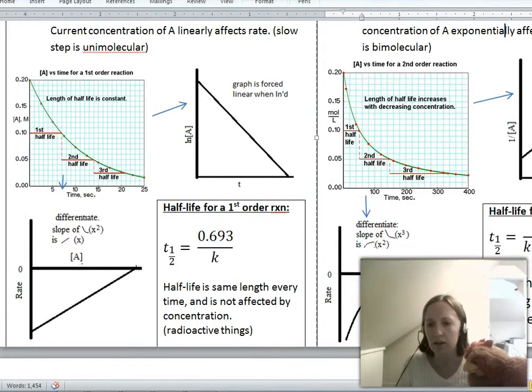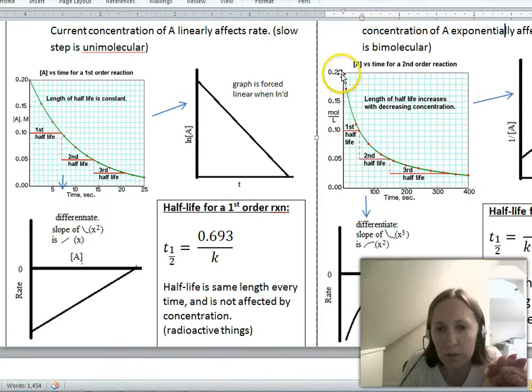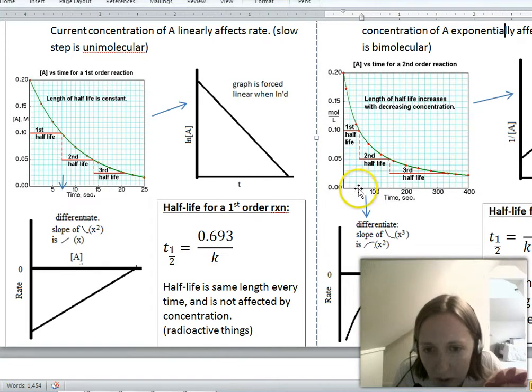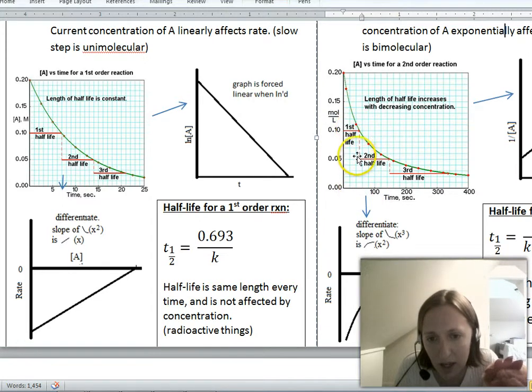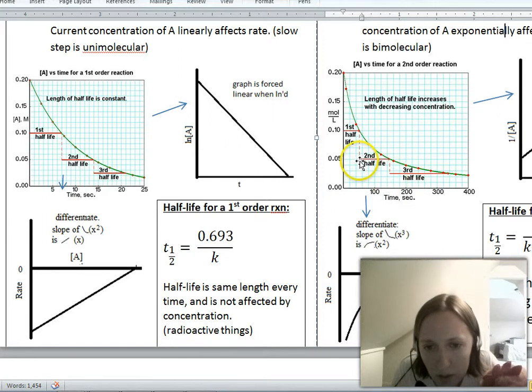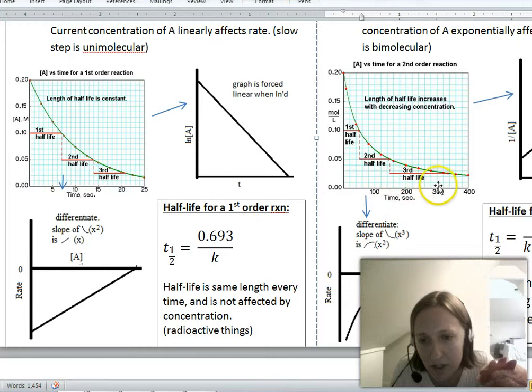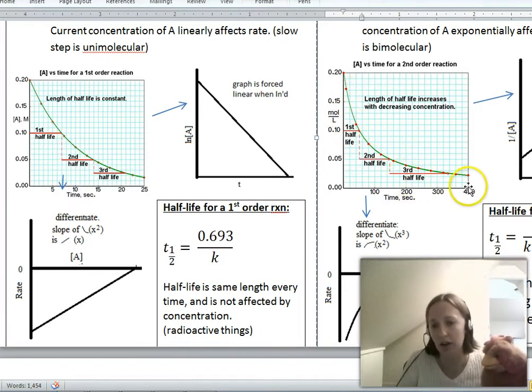All right. What you can see is that from 0.2 to 0.1, your half-life is, let's see, this is a different scale, about 50 seconds. For your second half-life, you're going from 50 to 150, so that's a 100-second half-life. And from this one, it's 150 to 350, so this is a 200-second half-life. So you can see the half-lives are getting longer and longer.